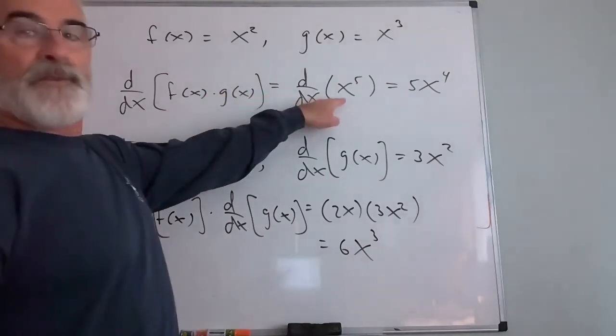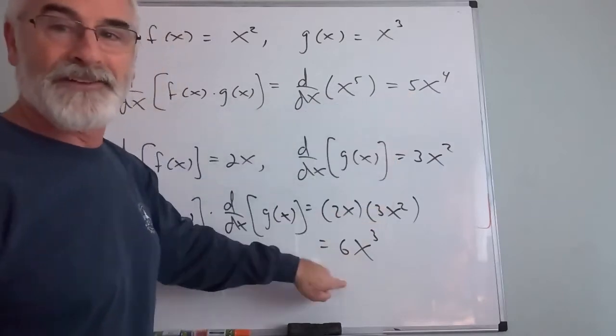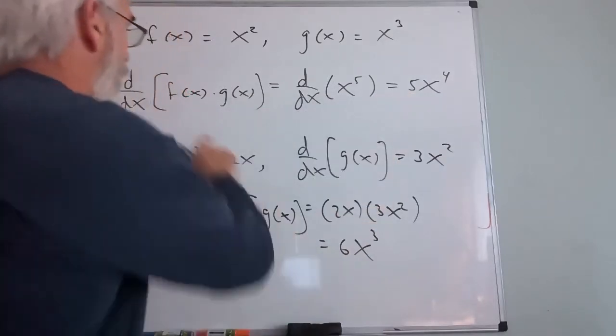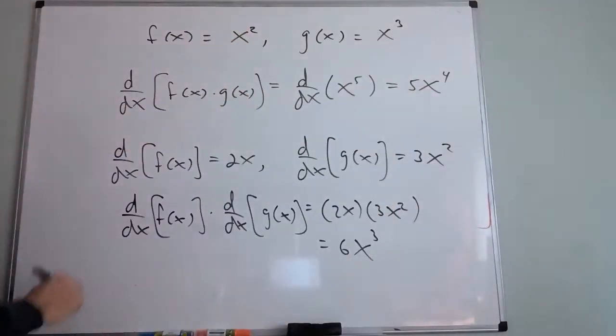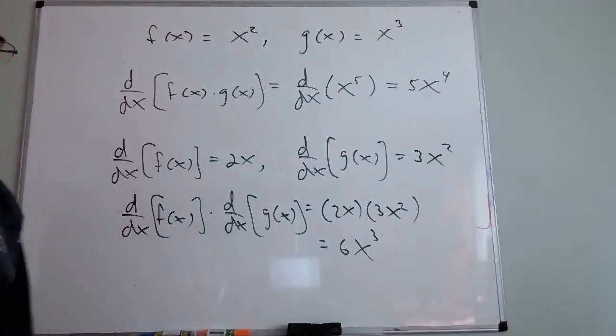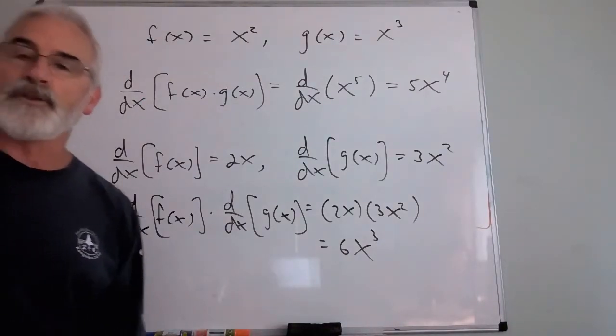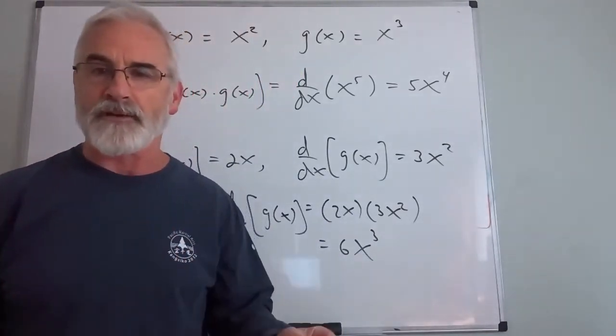Great. I just did the product of the derivatives. Here is the derivative of the product. What do you think? Are these the same? No, they're not. We differentiated the product and we got 5x to the fourth. Here we took the product of derivatives and we got 6x cubed, which is not equal to 5x to the fourth.